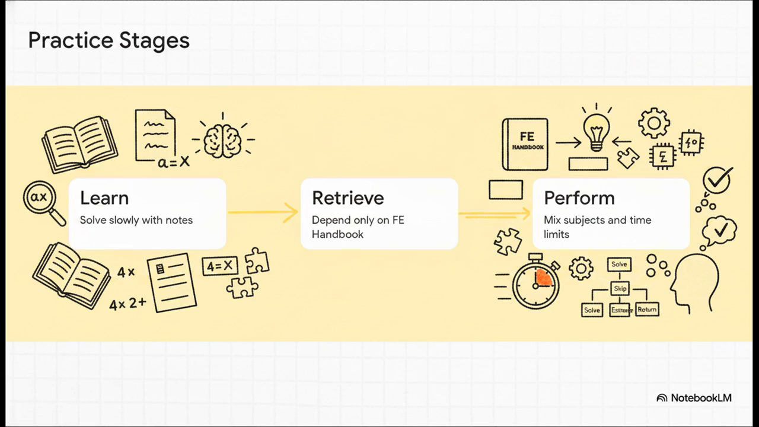Here, you put the notes away and solve problems depending primarily on the FE handbook. This forces your brain to actively retrieve the information. Finally, stage 3 is perform. This is where you mix up the subjects, impose those realistic time limits, and crucially, practice deciding whether to solve, skip, estimate, or return to a question later. FE preparation isn't just about learning engineering. It is fundamentally about making very good decisions under pressure.